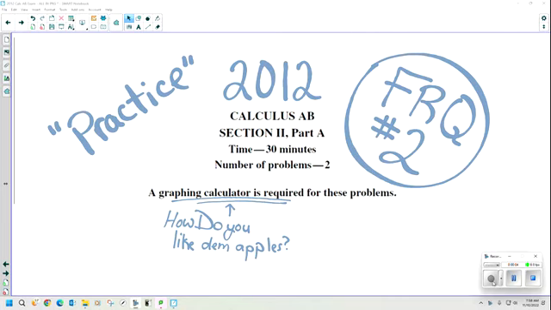Good morning, good morning. It is 7:58 a.m. and we're going to do some calculus. After we finish that first cup of coffee, that is.